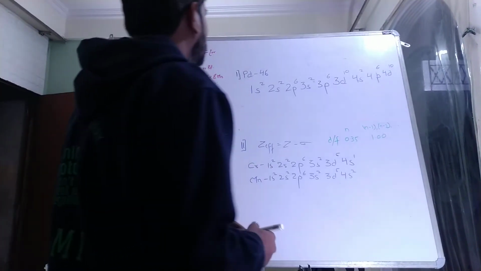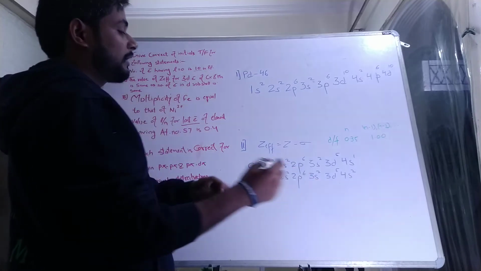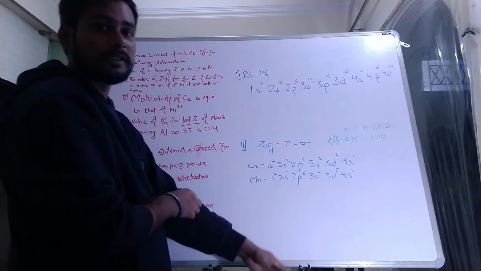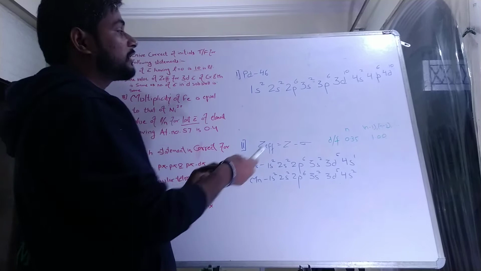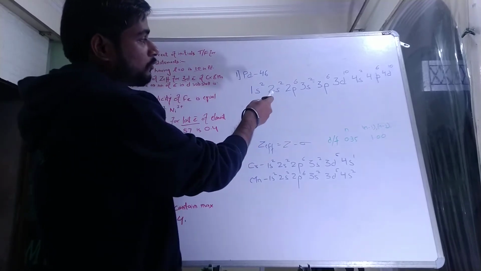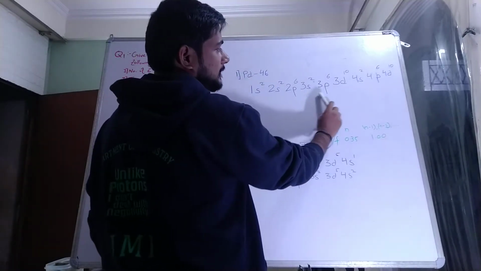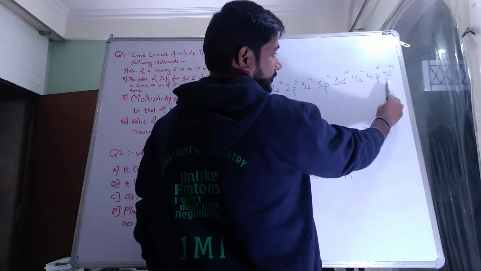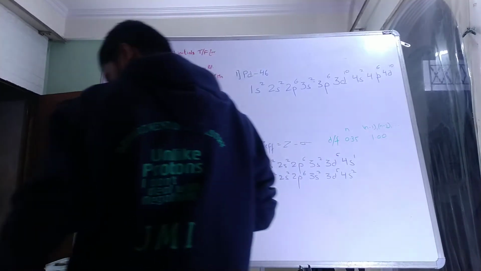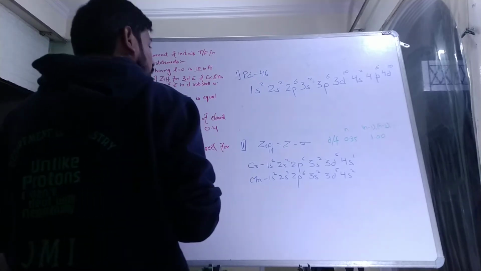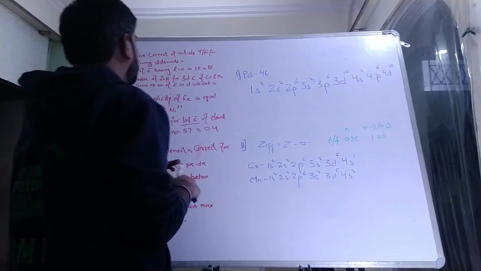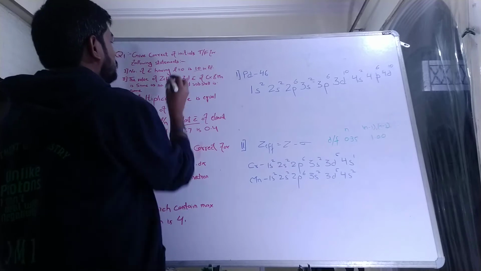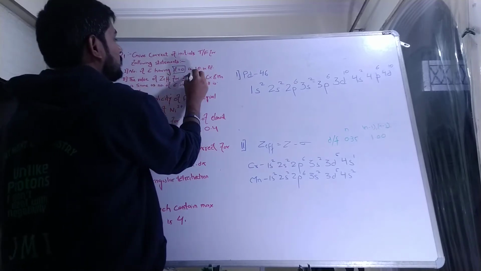So I have written the configuration of Pd. The atomic number of Pd is 46. So the configuration will be 1s2, 2s2, 2p6, 3s2, 3p6, 3d10, 4s2, 4p6, 4d10. So it is asking for L equal to 0 is 10.